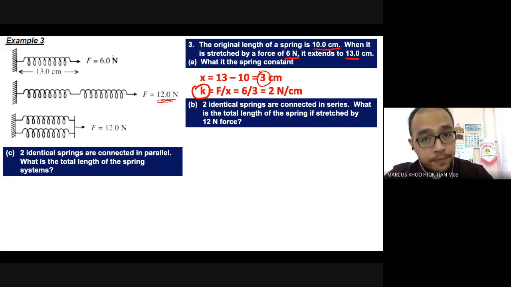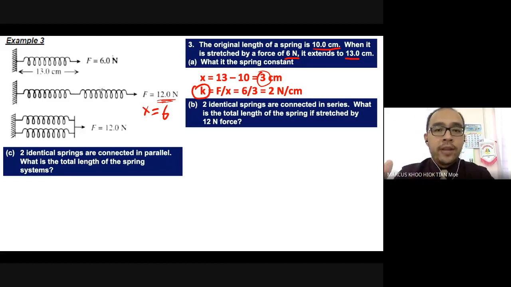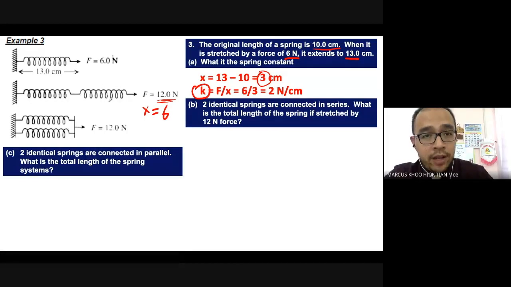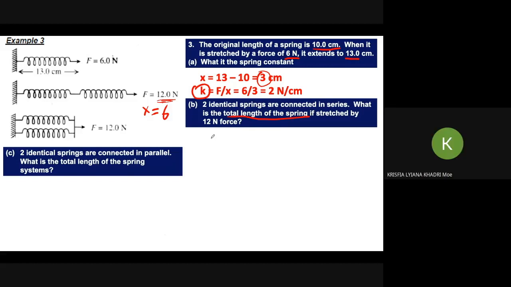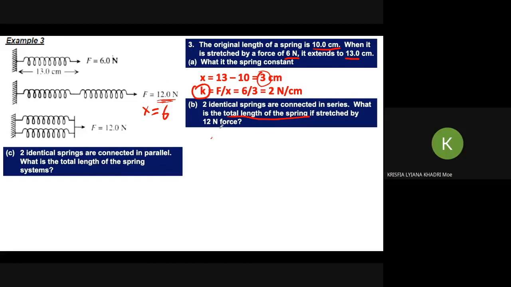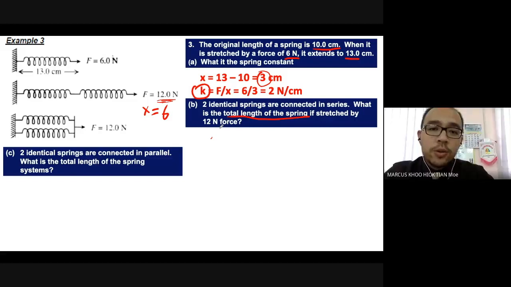Extension of 6 cm. But because they are arranged in series, is the extension divided or each of them have their own extension? Each of them have their own. Okay, each of them have their own. So what is the total length of the spring? Original is 10. 20. 26. 26 saja. 26 centimeter.